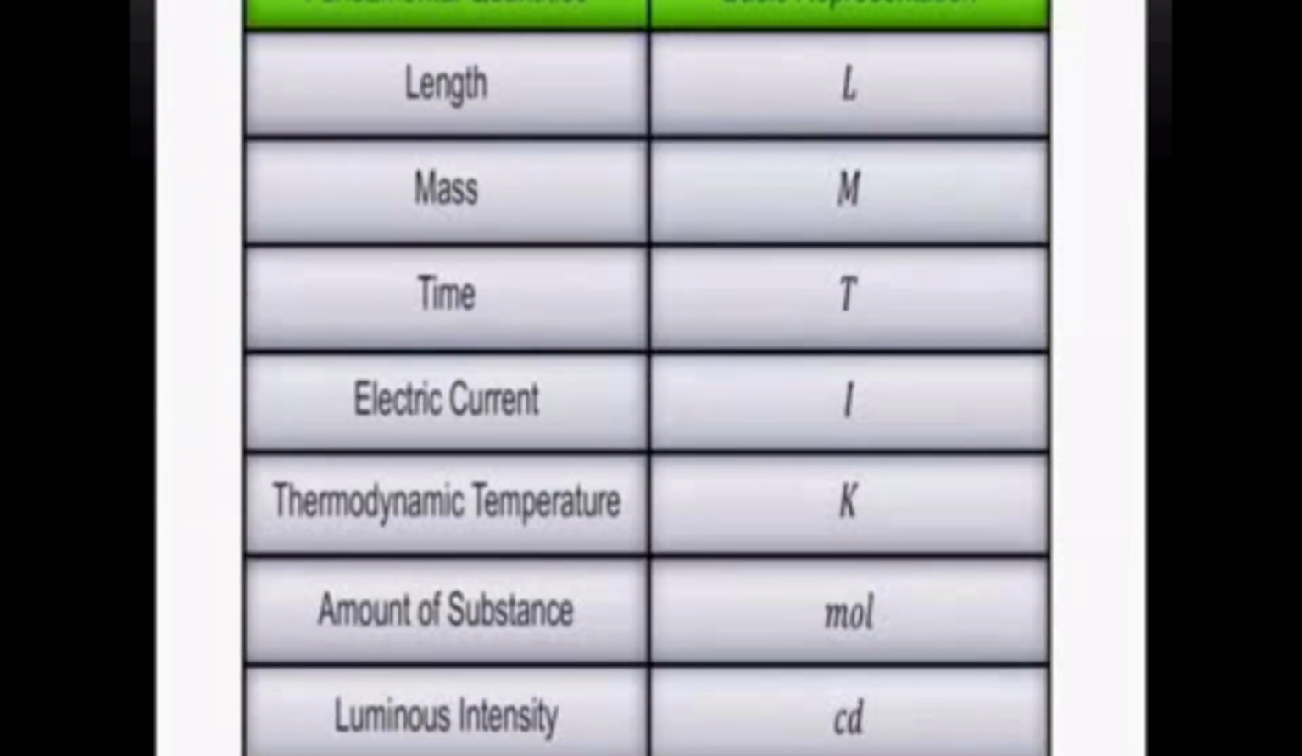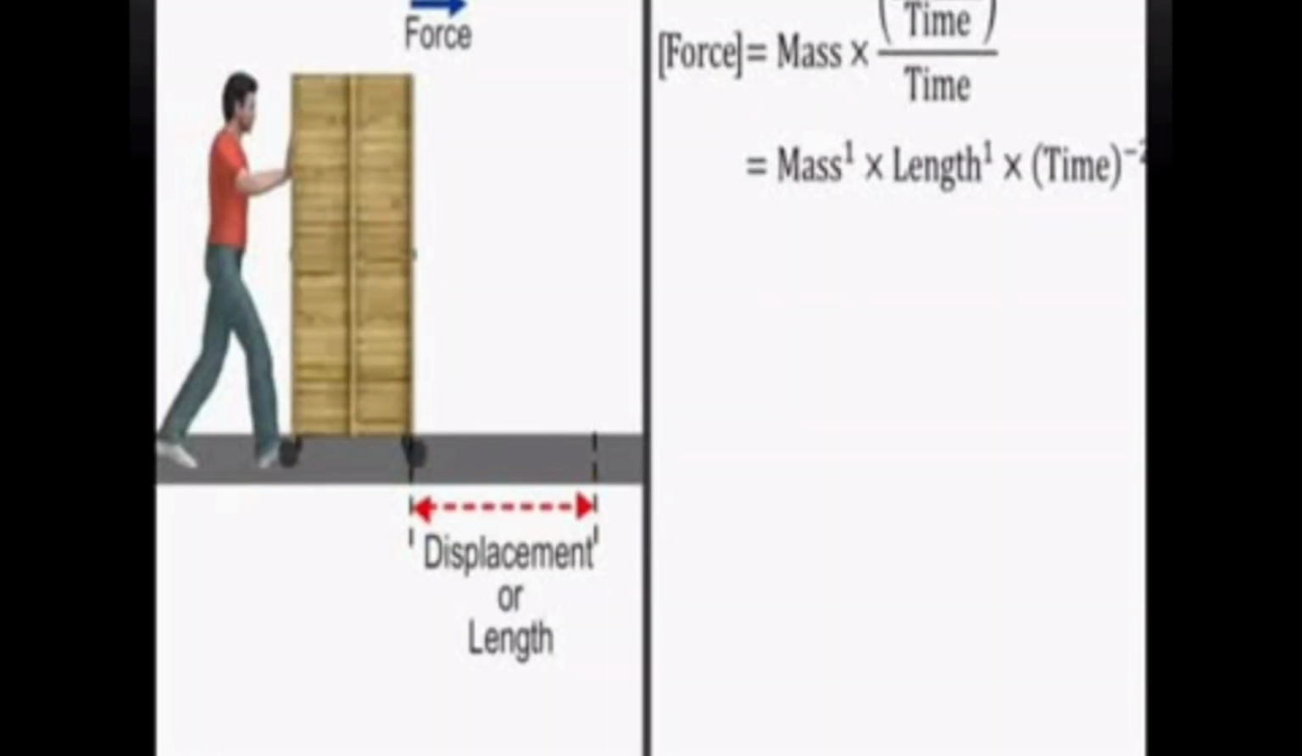See that these are all the 7 fundamental quantities, and these are the basic representation of the 7 fundamental quantities. L, M, T, I is for the electric current, and for thermodynamic temperature you can write K. Amount of substance you can write, that is mole, MOL. Luminous intensity, that is candela, you can write CD. So this is the dimension for the fundamental quantities. Now you can see how to write the fundamental quantity.